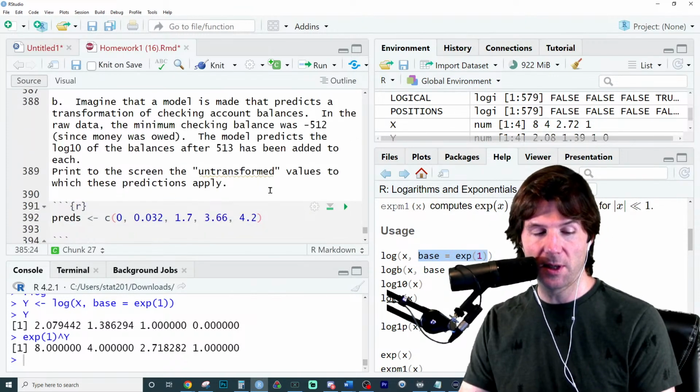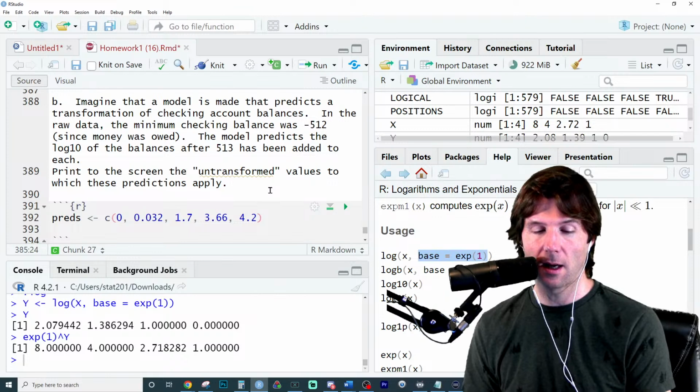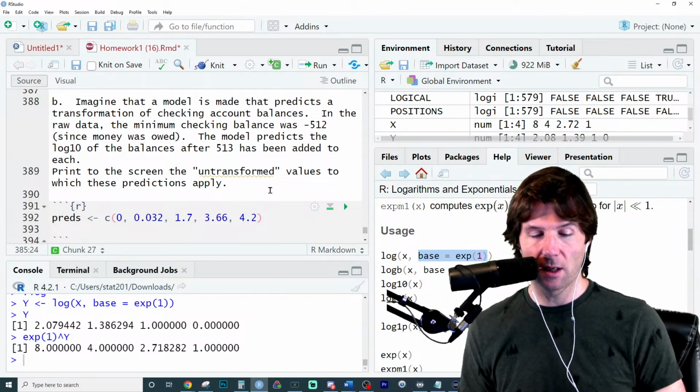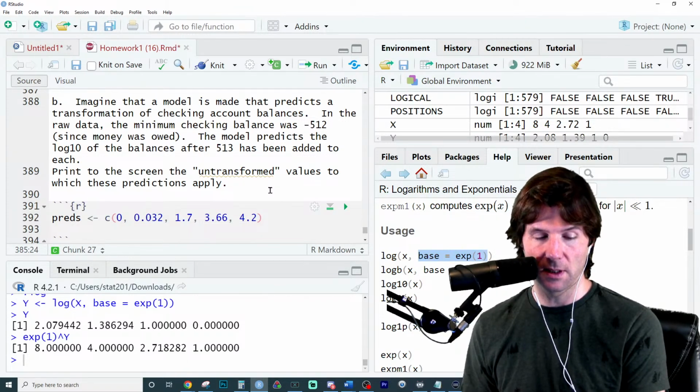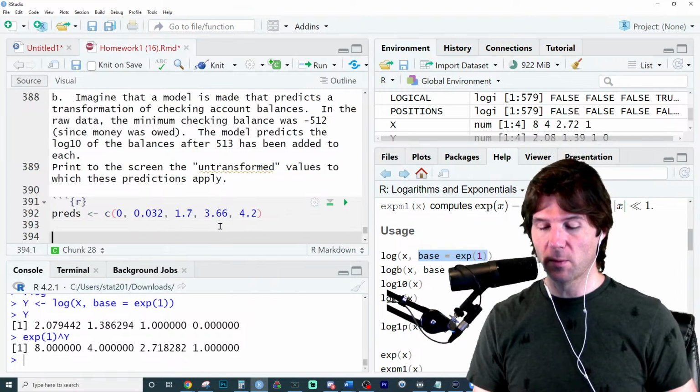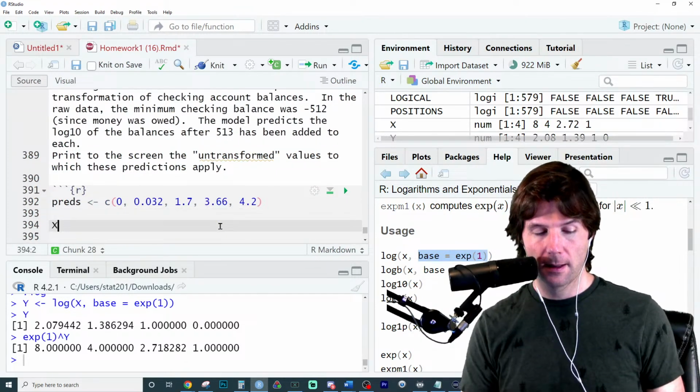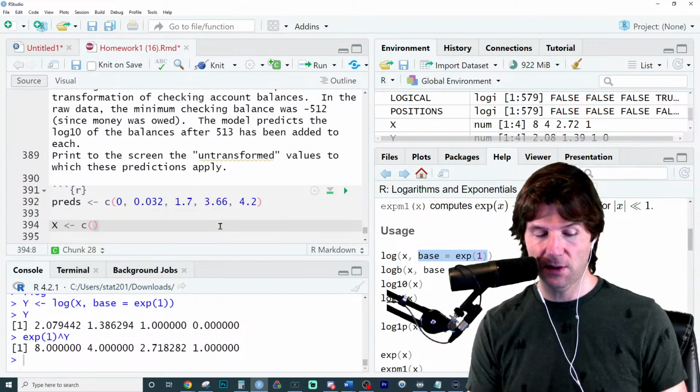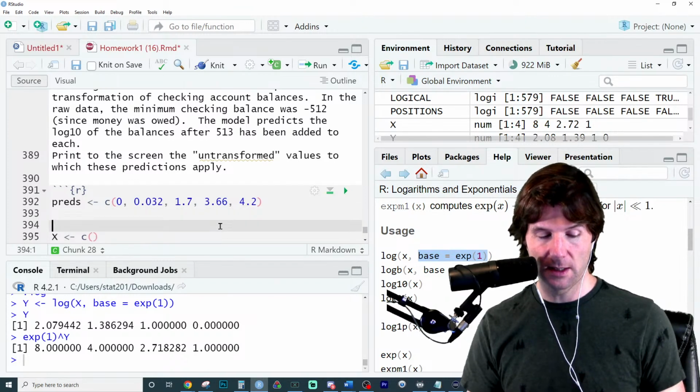Imagine that a model is made predicting a transformation of checking accounts. In the raw data, the minimum checking account was this. The model predicts the log 10 of the balance after this has been added. So you have to look at what was done to the data, that we have some original data right here. That would be values like X, and once again, similar but different work.